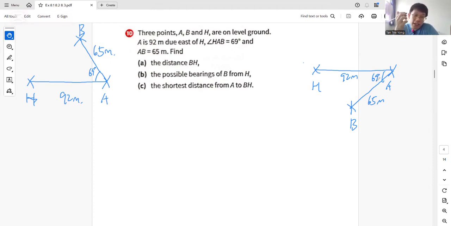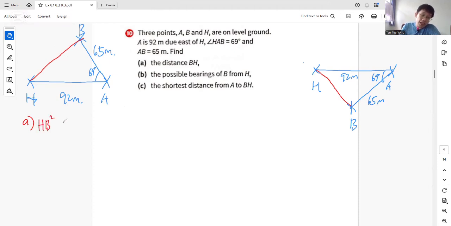So part A, find the distance BH. Let's use another color. Maybe I'll do it on the left. They want this distance. For both scenarios we will use the same method, which is the cosine rule. It doesn't matter which diagram, because in both scenarios the distance BH will not change.